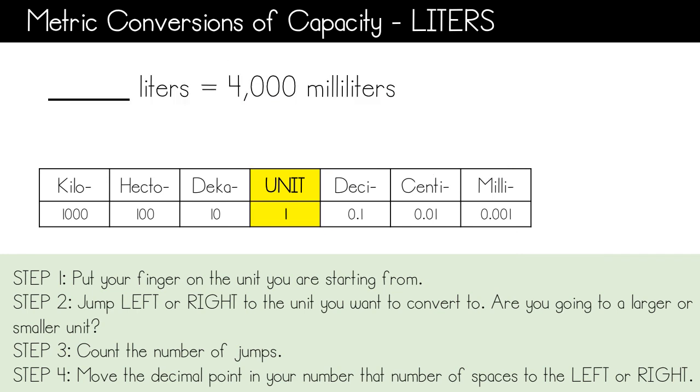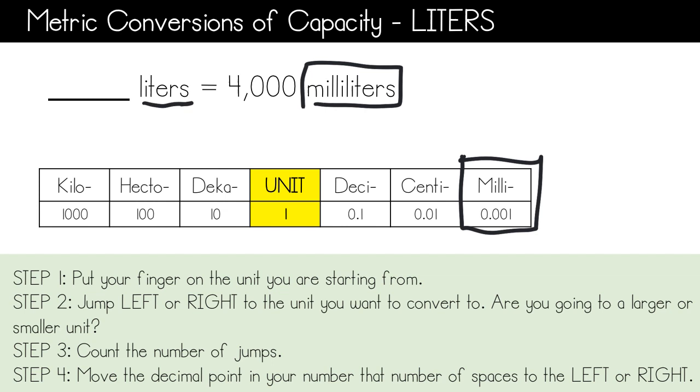Let's try another one. You should be starting to get the hang of it. If not, remember you can watch this video as many times as you need to. How many liters equals 4,000 milliliters? Step 1. Put your finger on the unit that you're starting from. We are starting from milliliters because that's what we know. That's where we're starting. You're going to jump left or right to the unit you want to convert to. We want to convert to liters.